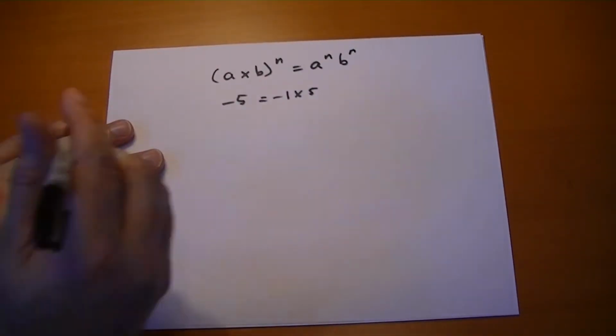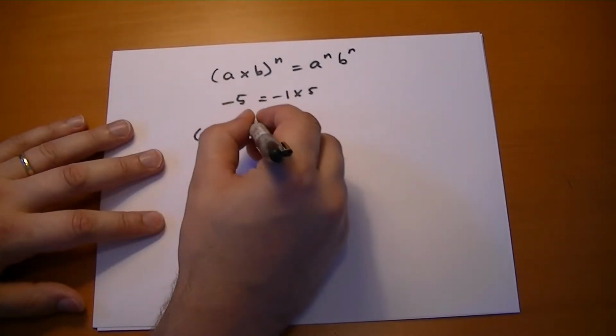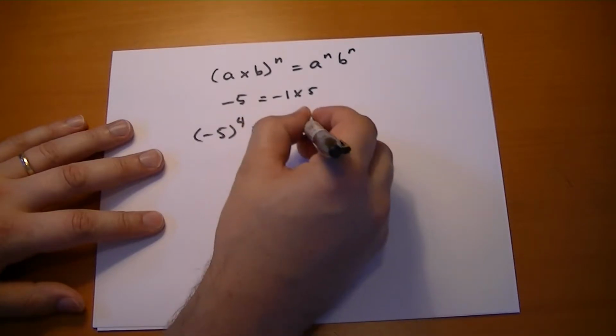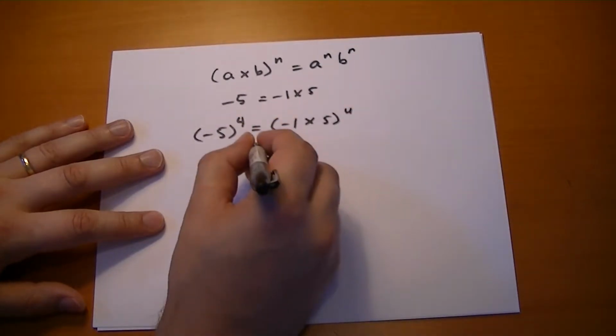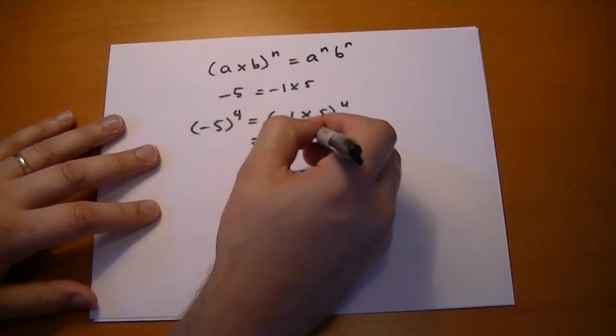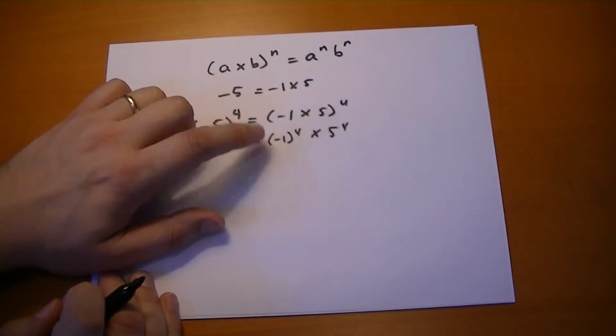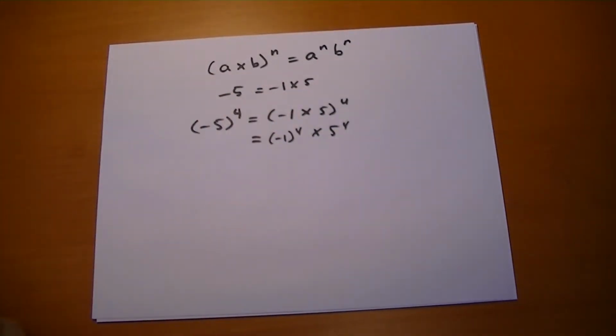Right. Okay. So negative 5 to the 4th power, let's say, for instance, is equal to negative 1 times 5 to the 4th power, which is equal to negative 1 to the 4th power times 5 to the 4th power. You see, now we have a positive base, but what do we do with this negative right there?